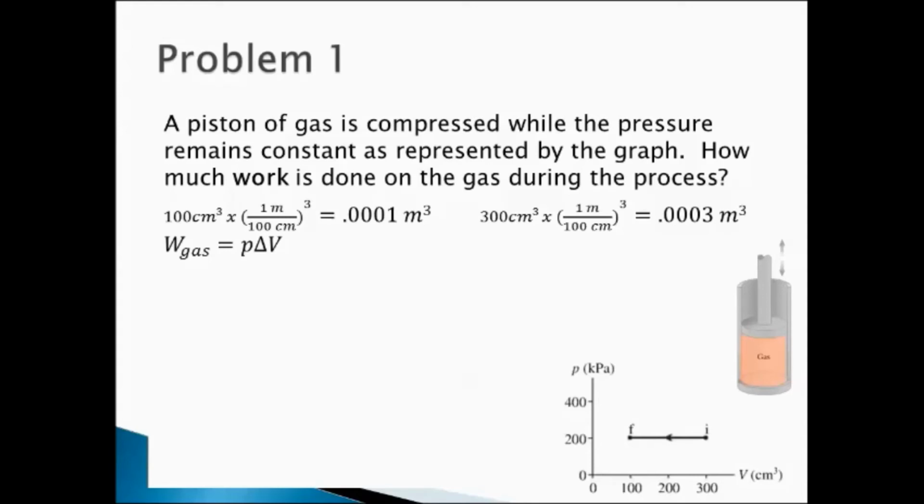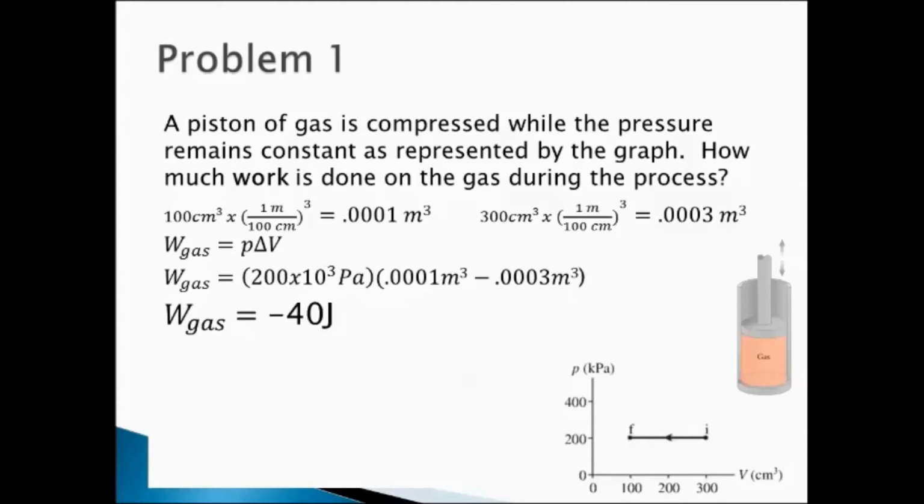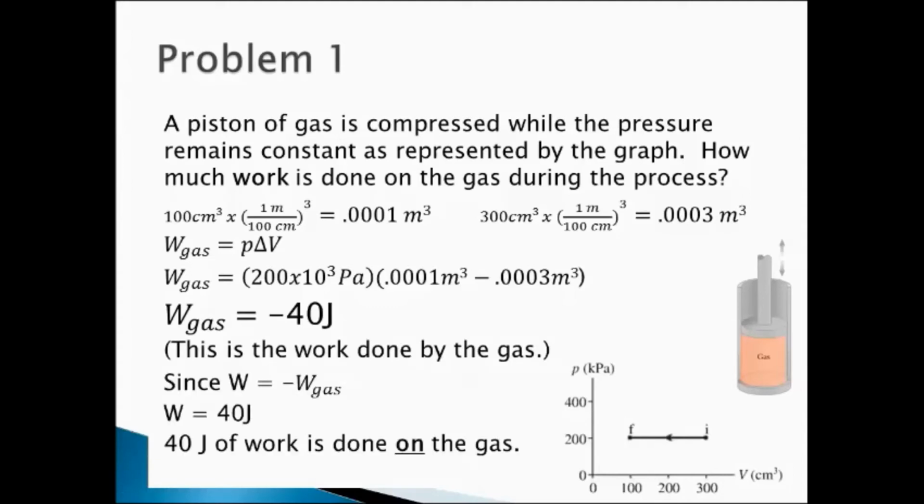The work done by gas is P delta V. We have our pressure. It was given in kilopascal, so we need to do times 10 to the third. Put our numbers in, VF minus VI, and we get a work of negative 40 joules. Well, the question is how much work is done on the gas, and this equation gives us how much work is done by the gas. So we're going to need to multiply it by -1 because W is negative the work done by the gas, and that gives us that 40 joules of work is done on the gas.